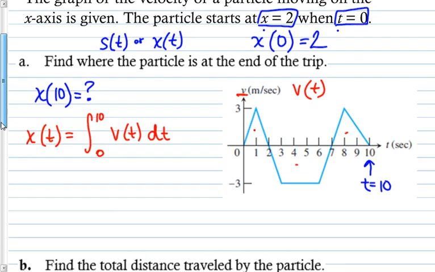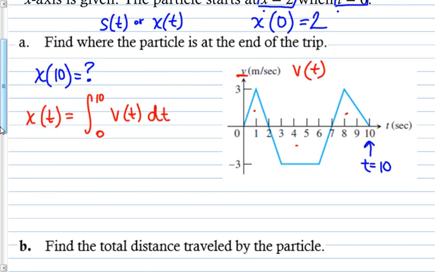Okay, so you integrate velocity, right? I don't have an equation, so I actually need to figure out what the areas are. So in this little triangle, it's 1/2 times base times height. So the base is 2, the height is 3, so 3 times 2 is 6, times 1/2. So this has an area of 3. Over here I have 3 times 3, so that's 9, times 1/2 is 4.5.